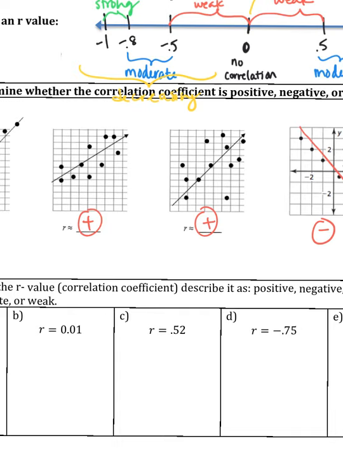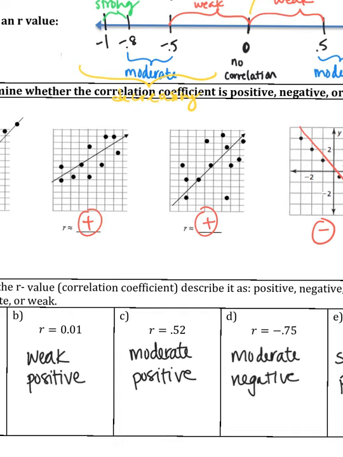All right, so pause the video and complete B, C, D, and E on your own. Okay, now check. Did you get those right? For an R value of 0.01, we would be located somewhere right here. That means we have a weak but positive relationship. For 0.52, we would be located somewhere right here in that scale. We've got a moderate but positive association.